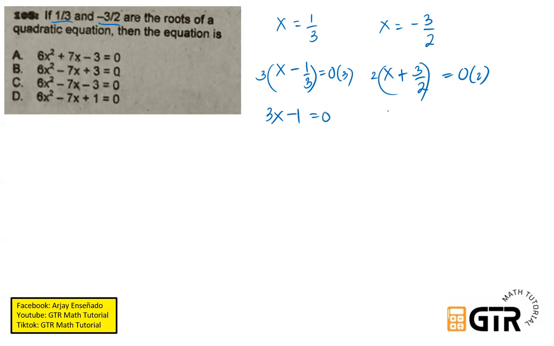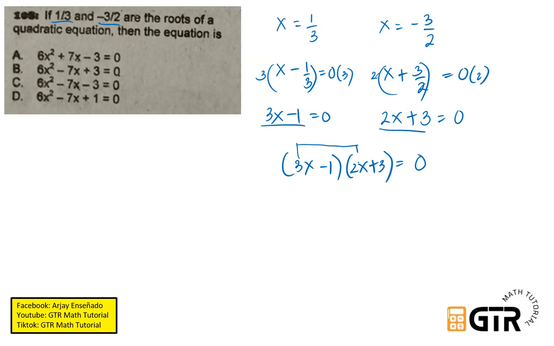So itong kabila, 2 times x. So we have 2x. Plus 2 times 3/2. So, syempre, maka-cancel out yung 2. So, plus 3 equals 0 times 2 is still 0. So, next natin. So, since 0 sila pareha, so gagawin natin 0. I-multiply natin itong nasa left side natin. So, 3x minus 1 times 2x plus 3 equals 0. And then last is i-multiply na lang natin ito using FOIL method. Okay, so multiply natin ito. Tapos itong outer, tapos inner, tapos itong last.